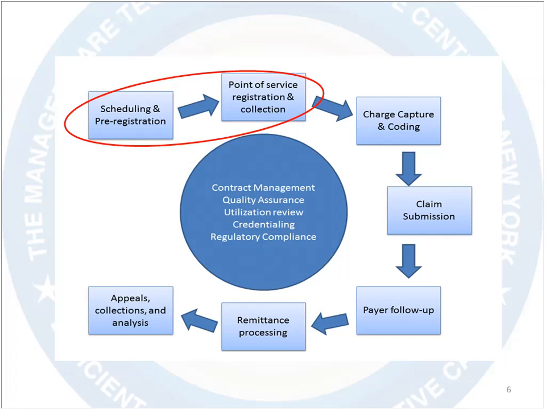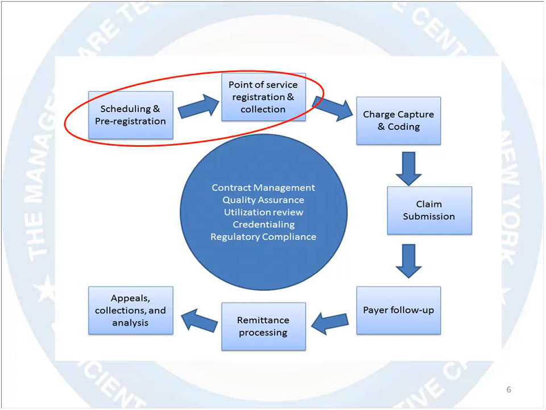So here's the whole cycle of revenue. It starts with scheduling and pre-registration, and of course it goes through capturing the service, submitting claims, hopefully getting paid, and of course, if needed, appeals, and then an analysis. Part of all of this, or what's included in revenue cycle management that's important to keep in mind, is the contract management components that will dictate some rules and requirements. There's quality assurance, just like with everything else.